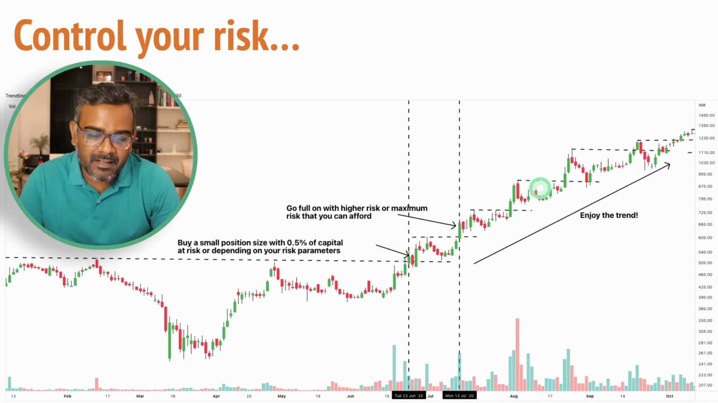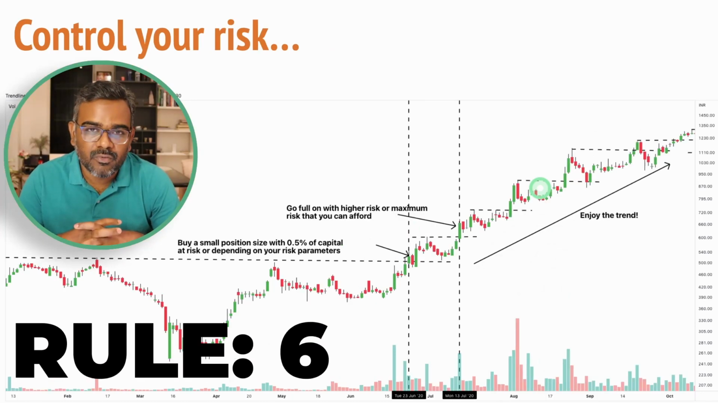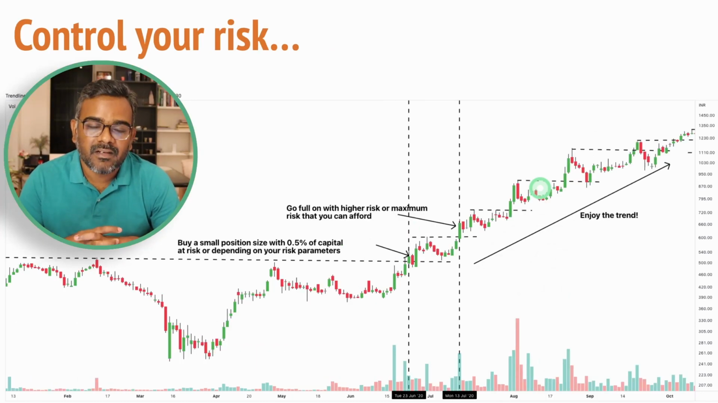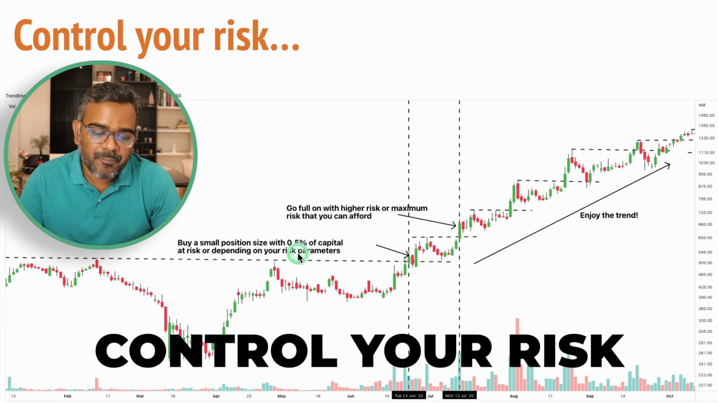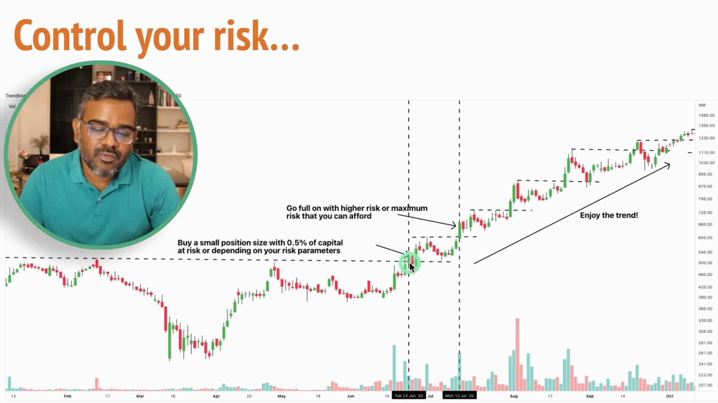Okay, and the last rule, which is the most important rule for you to avoid losing money if there's a false breakout, is to control your position size. Now, let's say first you had a breakout here. The first time you are not quite sure whether this breakout will be a genuine breakout or not, right? So what you want to do is buy a small position with just 0.5% of your capital at risk, or depending on how you want to do it, right?